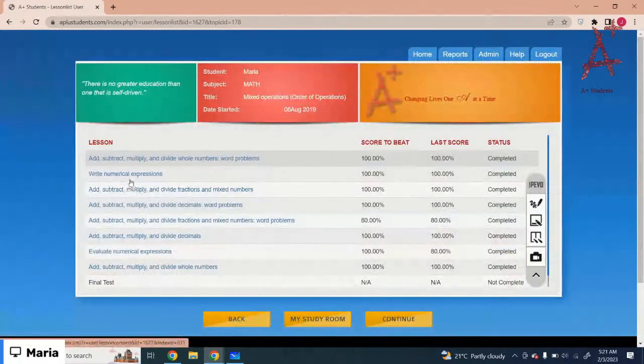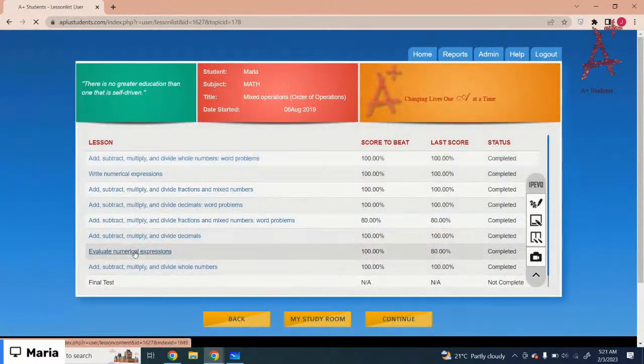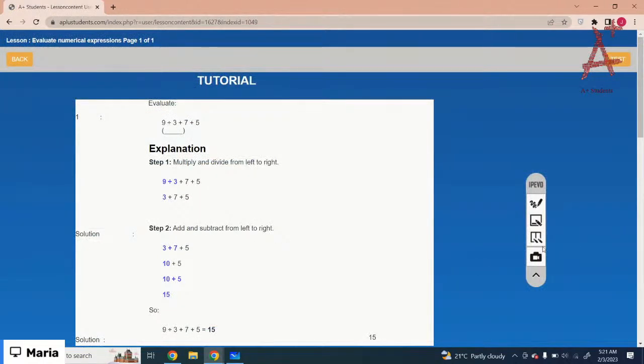Let's start with the next lesson. The next lesson is evaluate numerical expressions. Got it? If you have any question, you can ask. I am here to answer all your questions. Or if you already know the answers, you just have to write down the answers in the chat box. Got it?